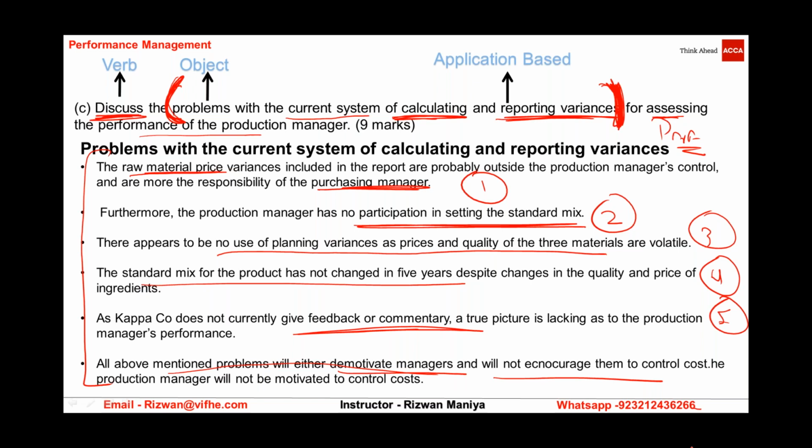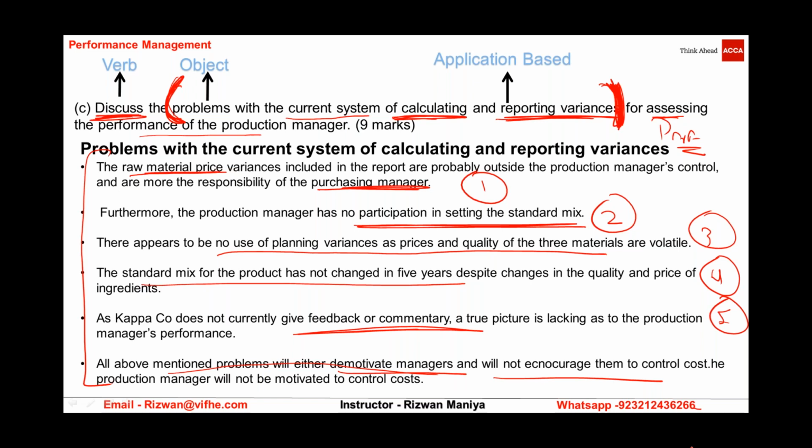When it is a knowledge based question, you don't have to link with the scenario. Be general, write bookish knowledge. But when it is an application based question, apply the knowledge in the scenario. In knowledge based questions, you just write the knowledge. I'll give you an example of knowledge based through the next question.